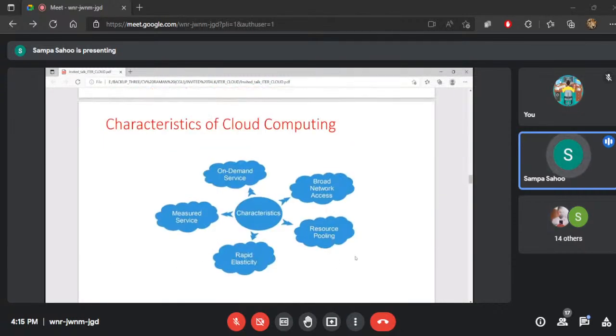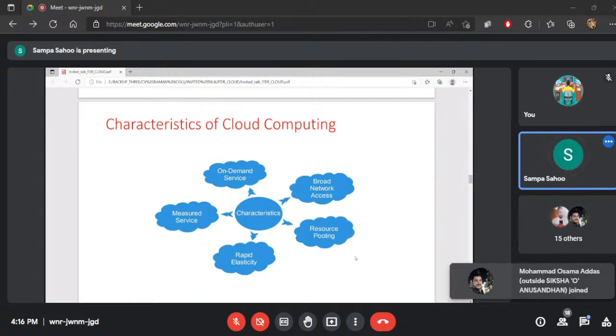So these are the five characteristics of cloud computing. First is on-demand service. It means whenever you need, you can just ask the service provider that you want this service. Then on demand, within a few minutes or within a short time, you will get all the service from that service provider. Then another one is broad network access.